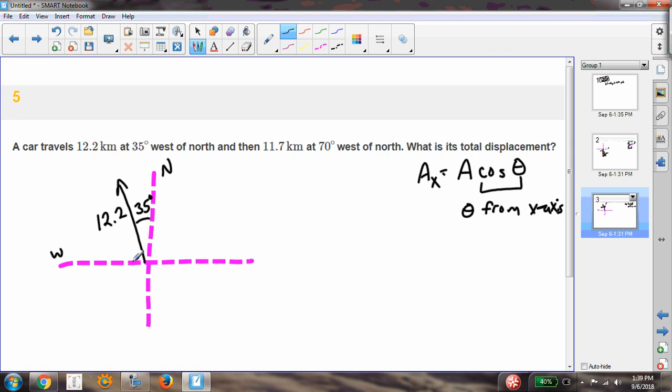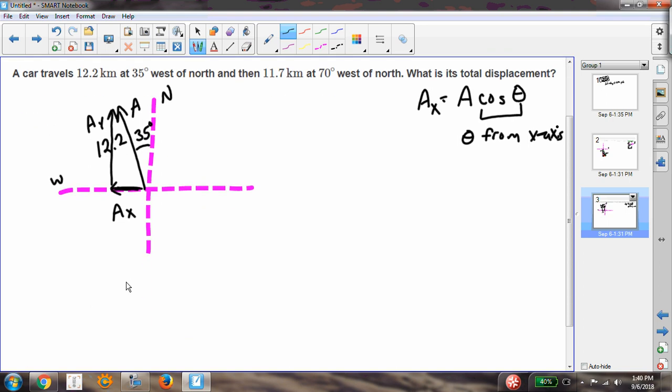notice the x component is this component of the vector. And then if I were to draw the y component, it would look like that. So I'll call this vector A, this is AY, and then this is AX. Let's redraw this just a little bit. I'm just going to draw it as a right triangle. That's what we're dealing with.